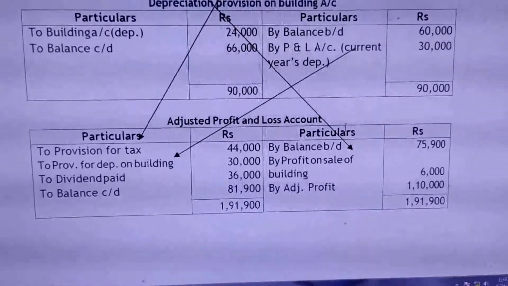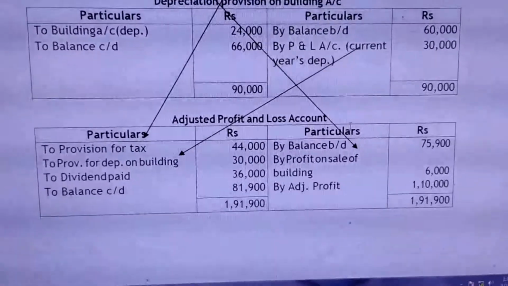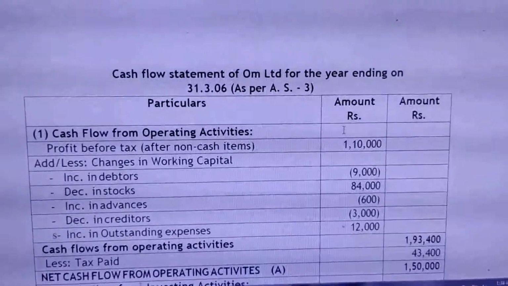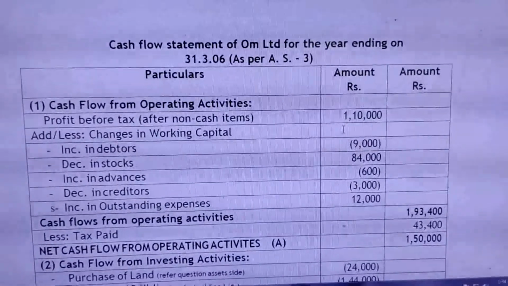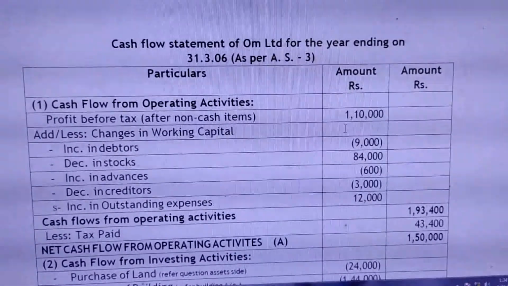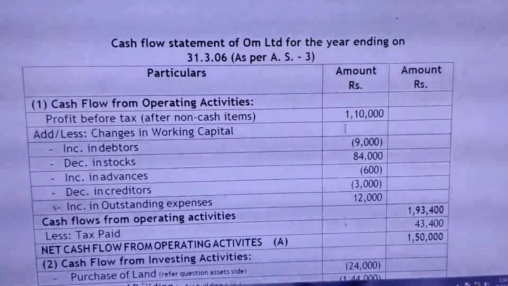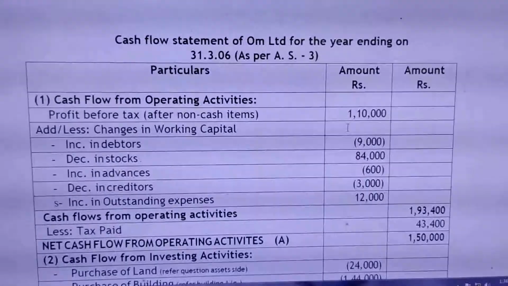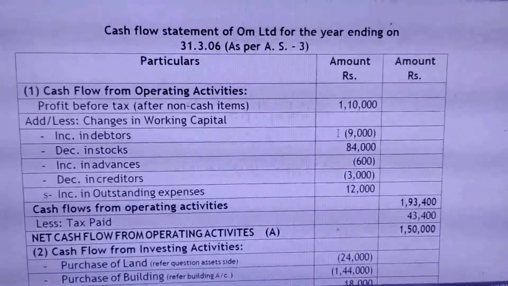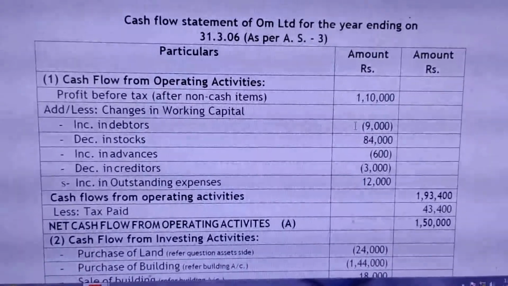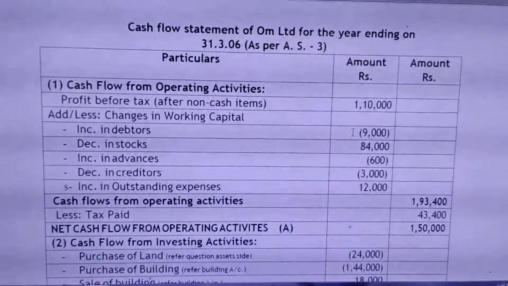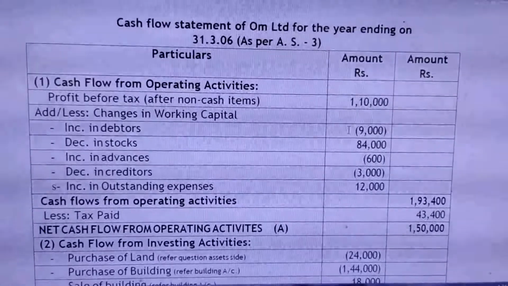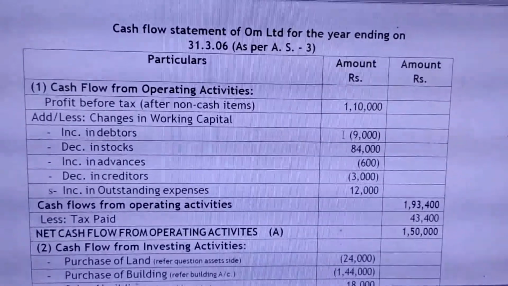See, now all the adjustments and workings are over. Now let us start with the cash flow statement. Okay, so the cash flow statement of Home Limited for the year ending 31st March 2016 as per Accounting Standard 3. Yes, the cash flow statement deals with Accounting Standard 3. Now you can start with the order of presentation. The first one is cash flow from operating activities.